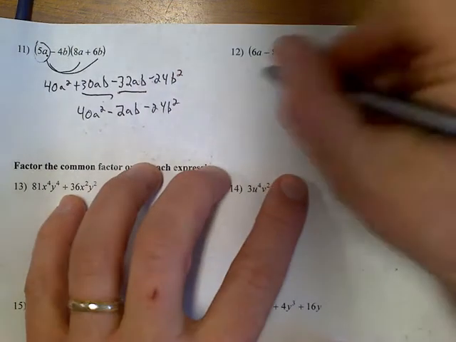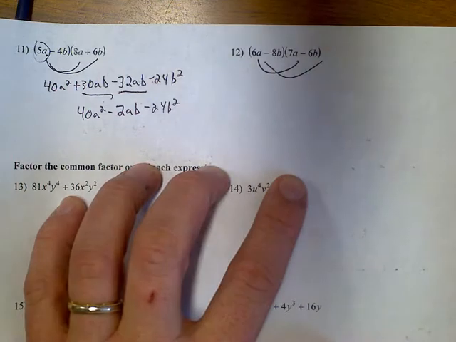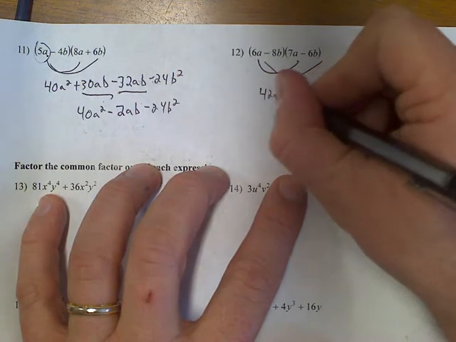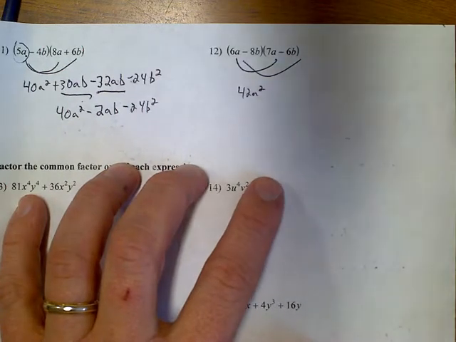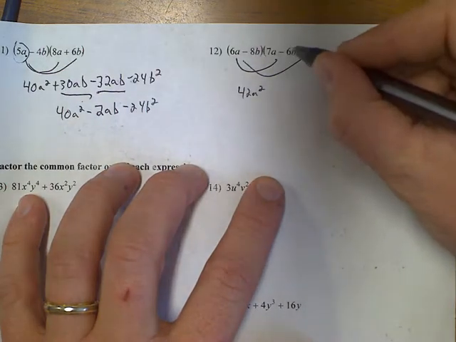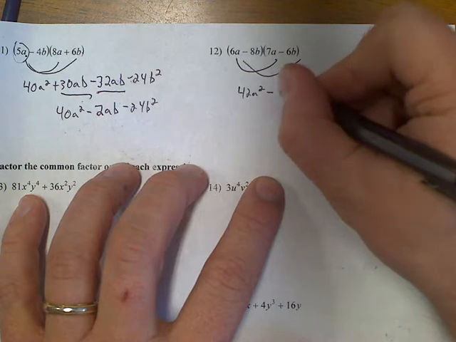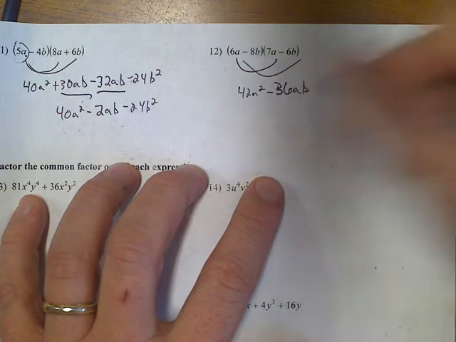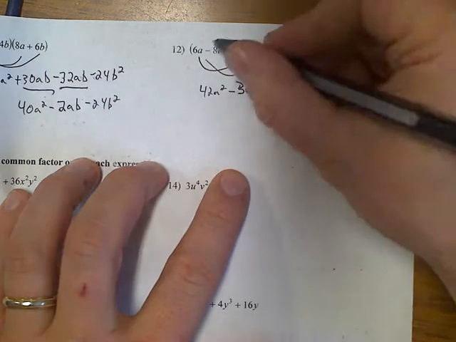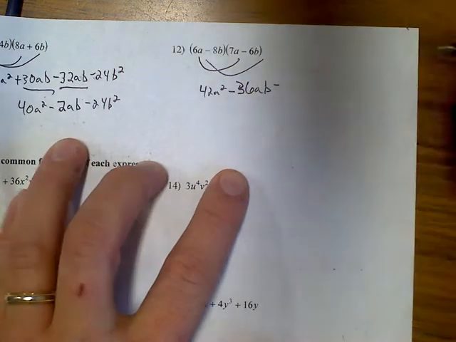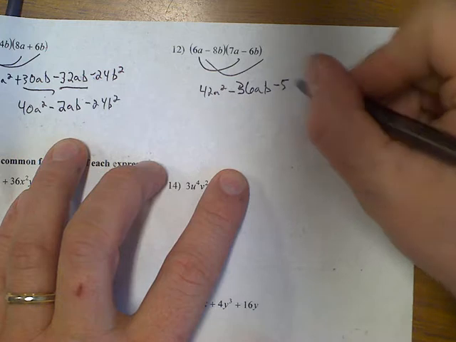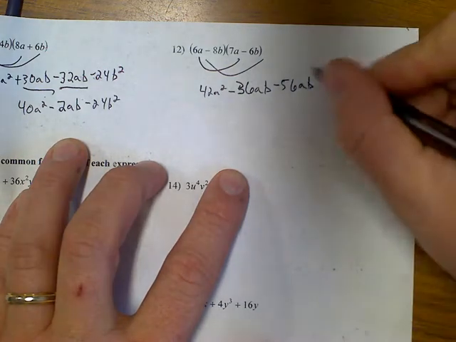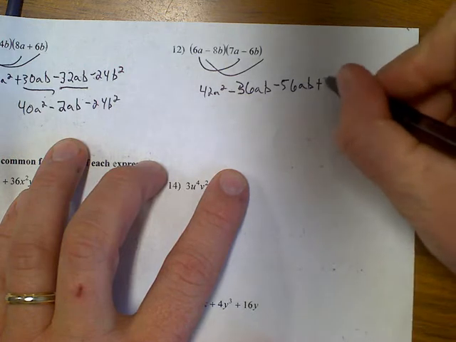Number 12. Take turns distributing. So 6a times 7a would give me 42a squared. 6a times negative 6b would give me negative 36ab. Negative 8 times 7 would give me negative 56ab. Negative 8 times negative 6, positive 48 b squared.